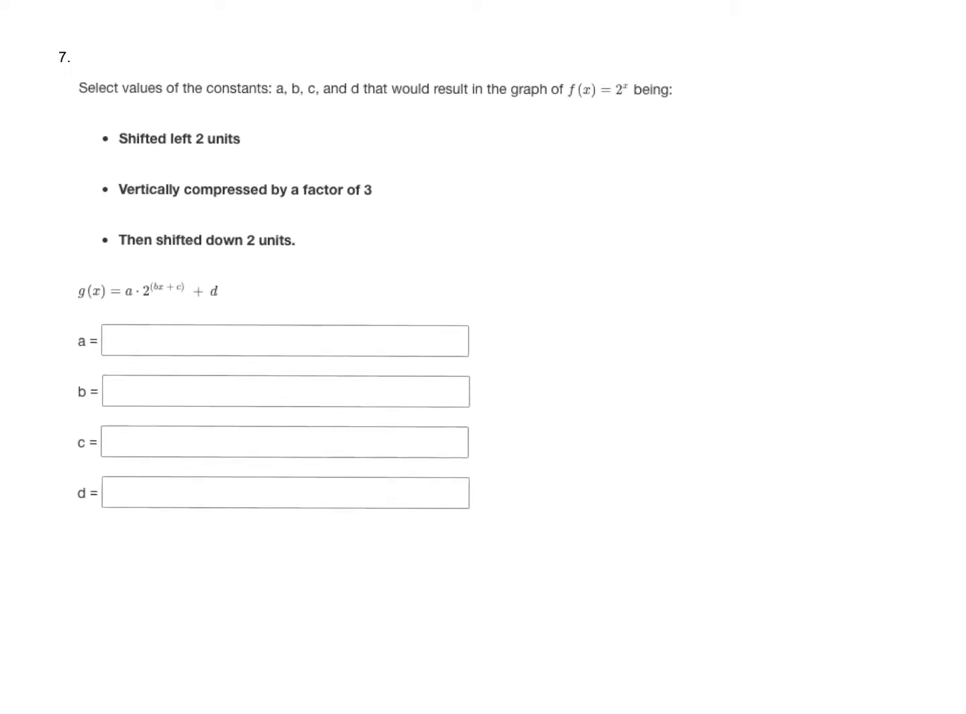Okay, so they've given us this parent function, the exponential function 2 to the x, and they're asking us what are the values of a, b, c, and d to perform these transformations. So I just look at them individually and think about how to do each of these things. A horizontal shift is performed by adding or subtracting to x inside the function. So that's c. If we're going left, well, left seems like it should be negative, but it's the opposite, so c is positive 2.